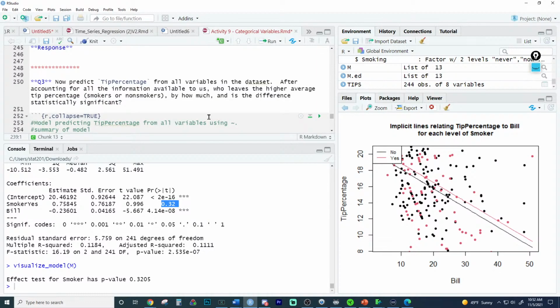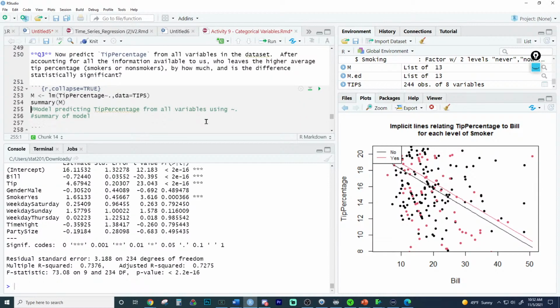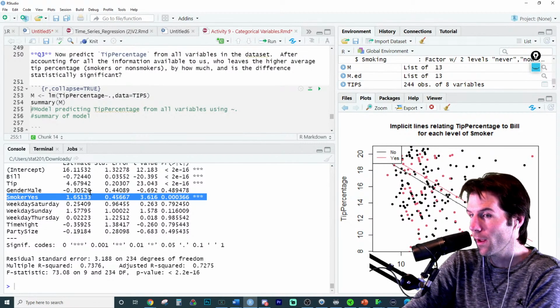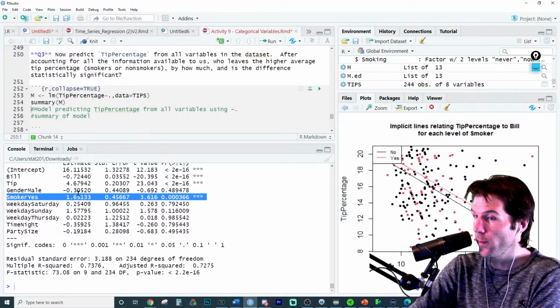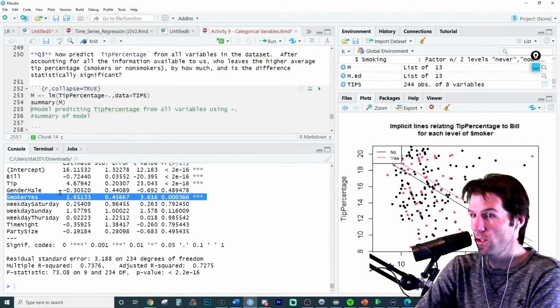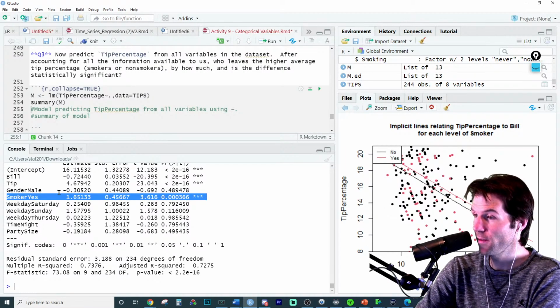But now let's use all the variables in the data set. So this is very, very similar. It's the twiddle dot. And after accounting for all other information, who leaves the highest tip value? Smokers or non-smokers? And right here we see, whoa, wow. Didn't see that one coming. Now it brings with it new information. And smokers, after accounting for otherwise identical tables, two tables that are otherwise identical, but one is smoking, the other's not smoking, the smoking tables are leaving higher tips.